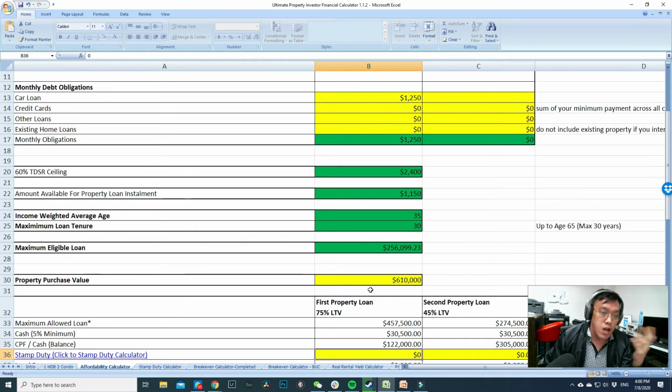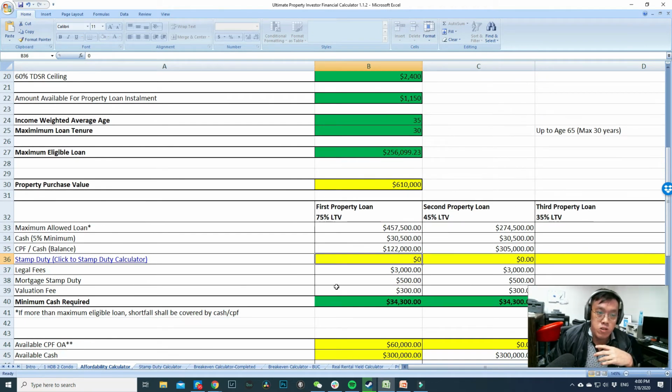Just have to put that in. Okay, so she's buying her first property. So you just look at the first column. In fact, based on 610K, 75% LTV, loan to valuation, is actually 457,000. But because of her income, she can only borrow 256. So for the balance, she has to make sure that she has enough CPF or cash to make up for the shortfall.